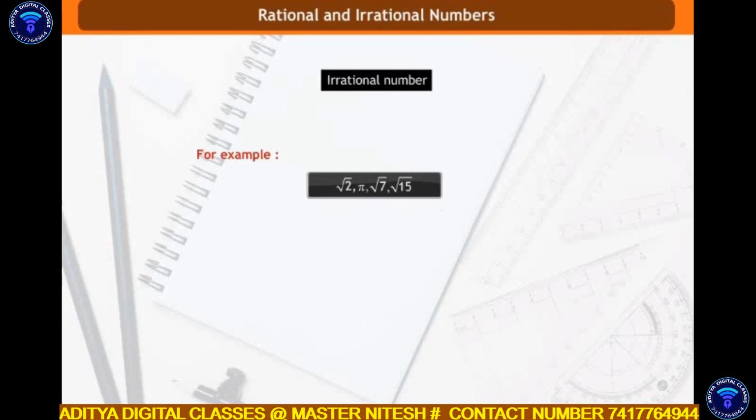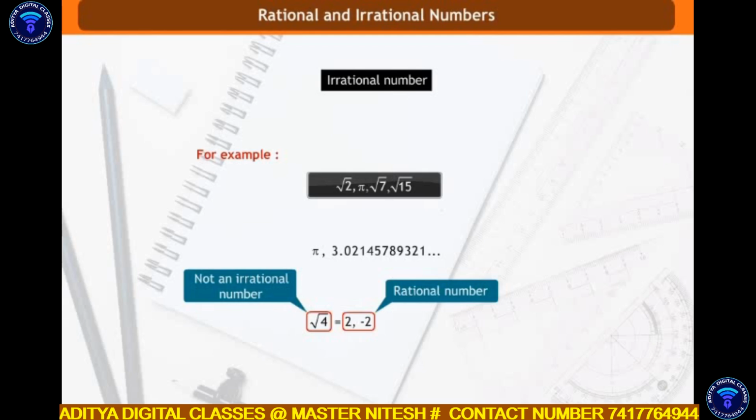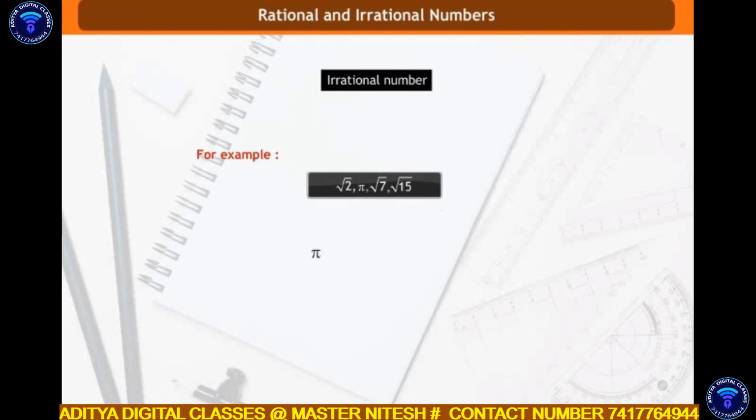Look at the example. Pi, or 3.02145789321 and so on, is an irrational number, and root 4 is equal to 2 or minus 2. So it is a rational number, or root 4 is not an irrational number. All perfect roots are rational numbers. Pi is an irrational number, but if we write pi as approximately 22 by 7, it is a rational number. But actually pi is an irrational number.